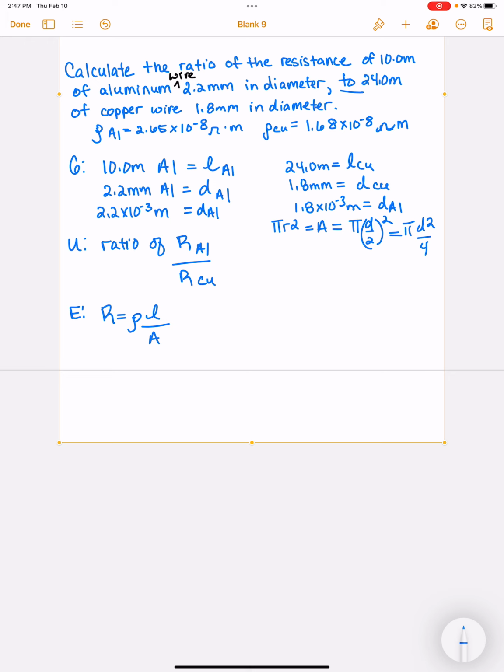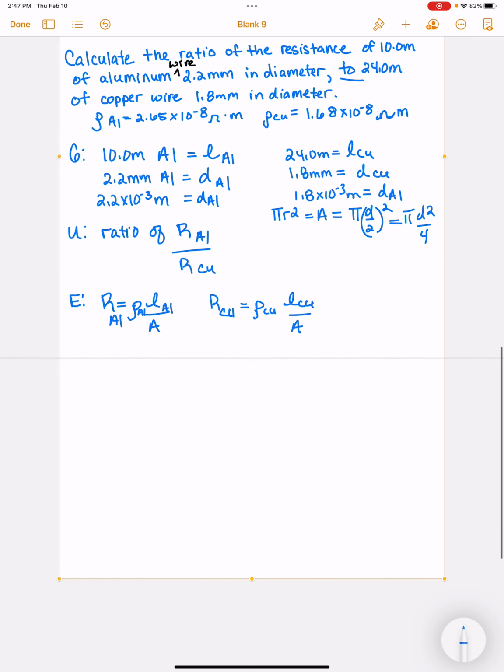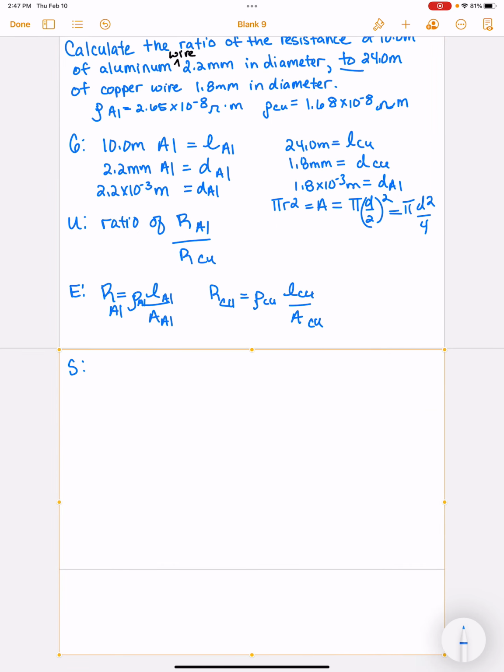Okay, so our equations are going to be the same. They'll have different values, but it'll be the same equation. So we'll do rho copper, L copper, divided by area. Well, I guess these will be different too. So now we can substitute in and go ahead and calculate the resistance first for our aluminum.